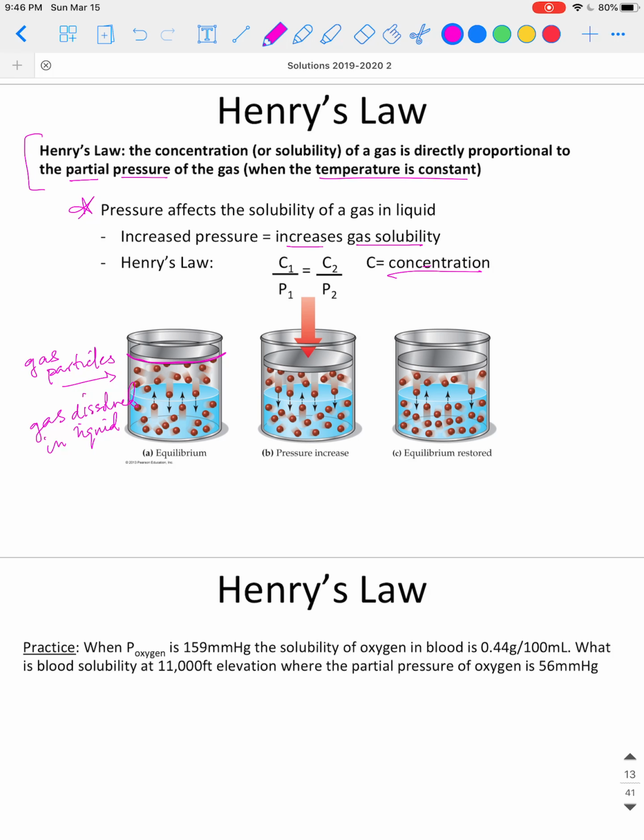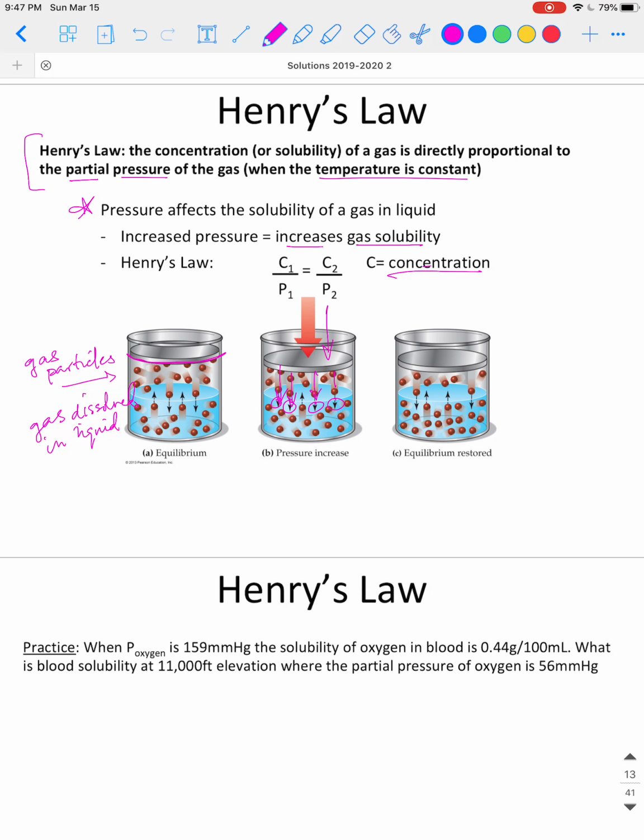Okay. If we were to push down, see this arrow, push down on this lid, you should see 1, 2, 3, 4 downward arrows indicating that we're going to force more of these gas particles down into the liquid. All right, we're going to increase the solubility of the gas in the liquid. And then eventually equilibrium will be restored, is what this last figure is showing you.